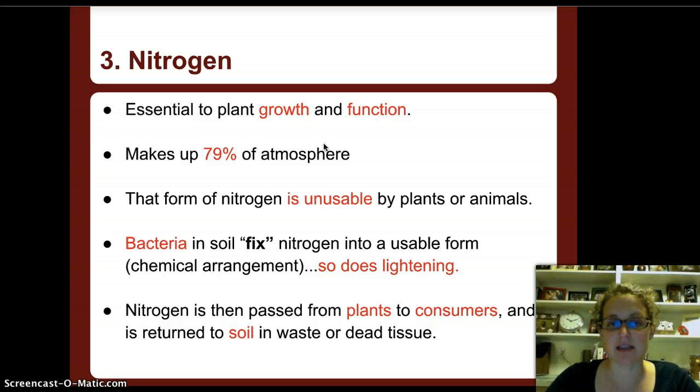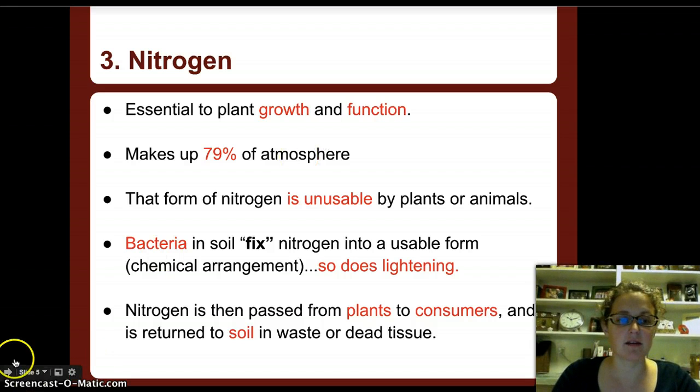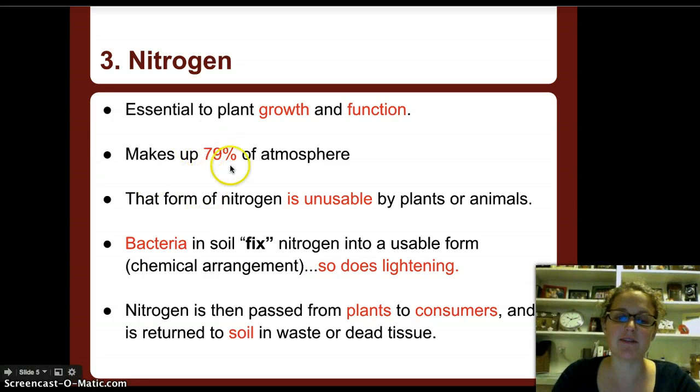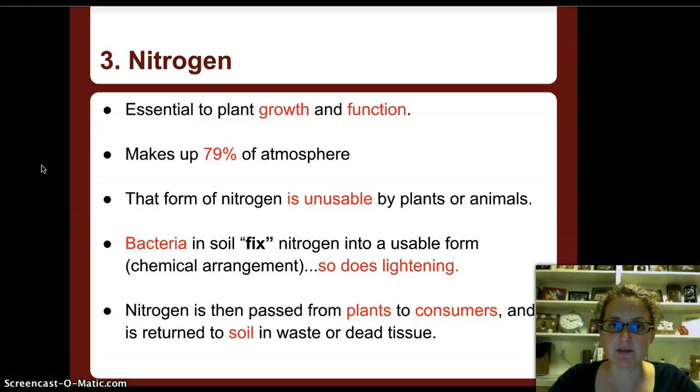In the nitrogen cycle, nitrogen comes in many different forms, and it's essential for plant growth and function. It's really available in the atmosphere. It makes up 78–79% of the atmosphere, but most of that atmospheric nitrogen is not actually usable by plants and animals. You can't breathe it in and use it to build your tissues or your DNA.